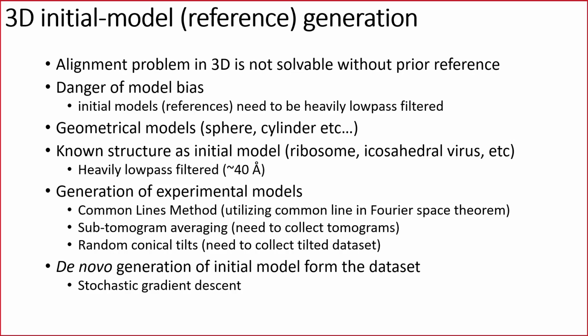Now, 2D classification, as I said, is a very easy process because we are optimizing a very easy problem in a two-dimensional space, where we are limited only by one search angle and two translational components.